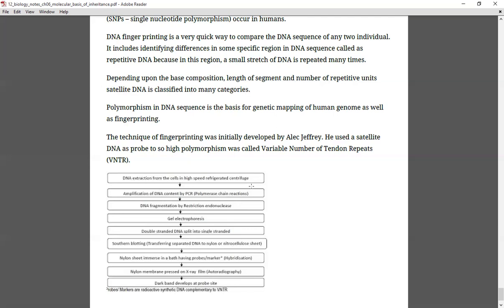These probes or markers are radioactively labeled, and due to the presence of that probe or marker, we can easily detect that at this particular place there will be the presence of different DNA, or we can say the VNTRs, that is, the repeats observed in the DNA sequence. So this is all about the last topic of chapter number 6, the molecular basis of inheritance.